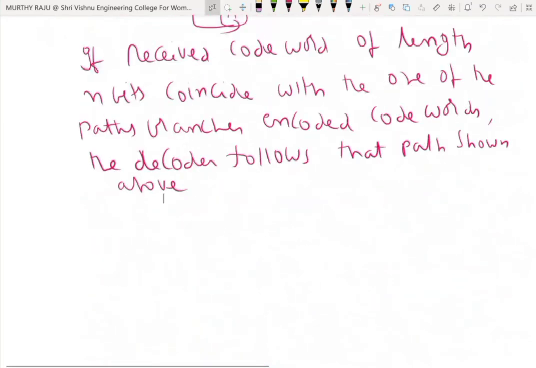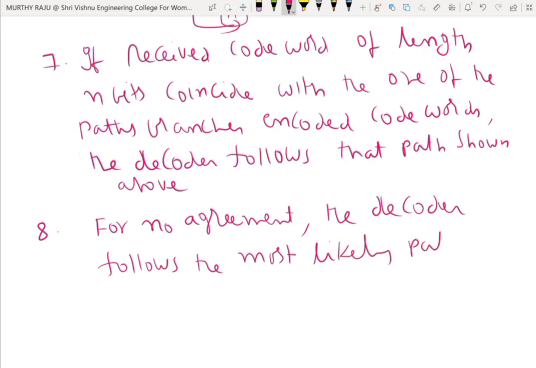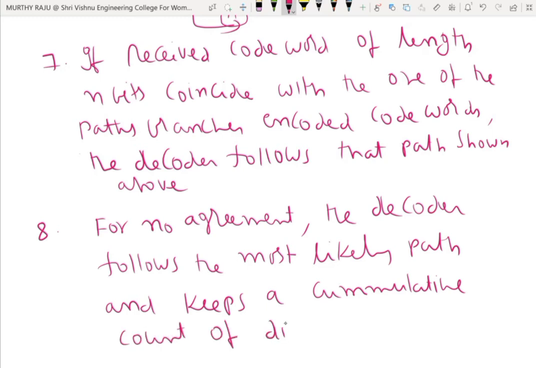The 7th point. Next one. The 8th point here is, for no agreement, that means disagreement, the decoder follows the most likely path and keeps a cumulative count of disagreements. Cumulative count of disagreements.